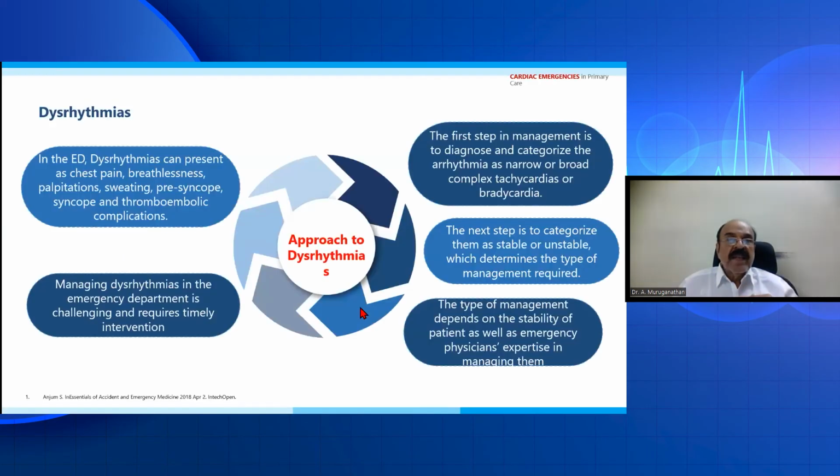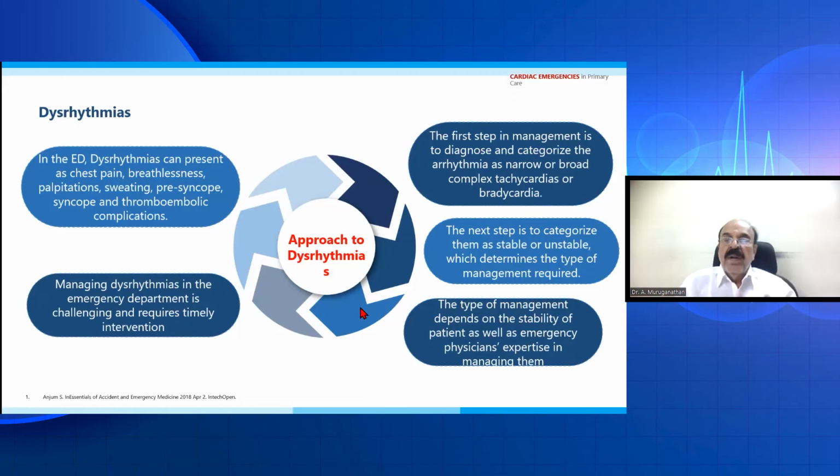Then arrhythmias in the emergency department. These arrhythmias can present as chest pain, breathlessness, palpitations, sweating, pre-syncope or syncope or thromboembolic complications. Managing dysrhythmias in the emergency department is challenging and requires timely intervention. We need proper monitoring. The first step in management is to categorize the arrhythmia, whether it's a narrow or broad-based tachycardia or bradycardia, and then stable or unstable.